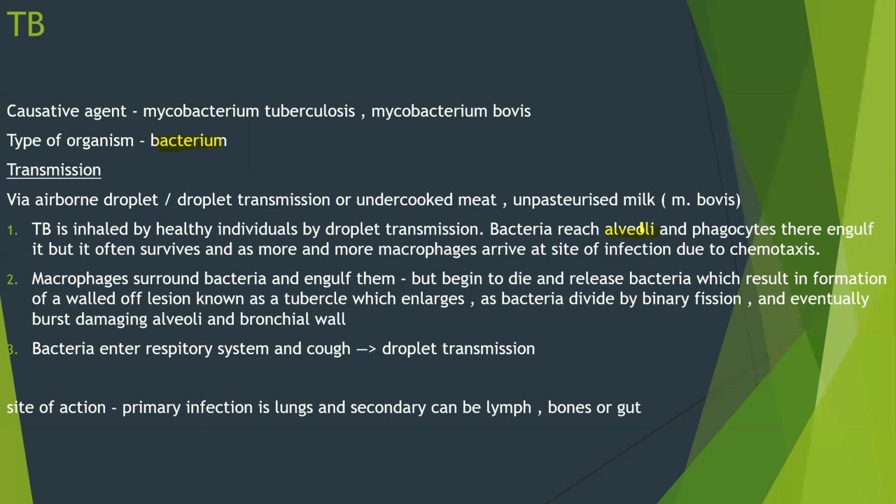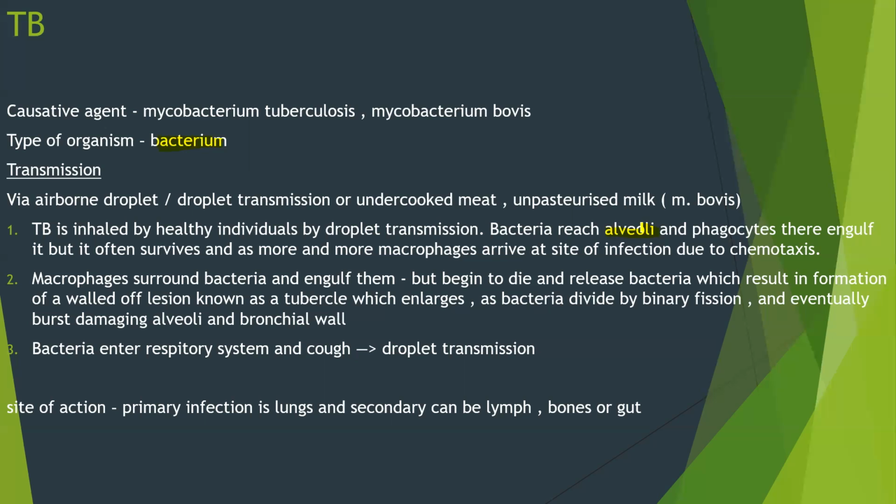So macrophages will eventually surround the bacteria and engulf them, and then they will eventually die and release the bacteria. This basically results in the formation of a wall of adhesion, and this forms a tubercle. So when a tubercle forms, the bacteria will divide within it by binary fission. Eventually, they will burst, damage the alveolar bronchial wall, and then again it will start spreading. So when the tubercle forms, we say that the TB will last within the body for a long time.